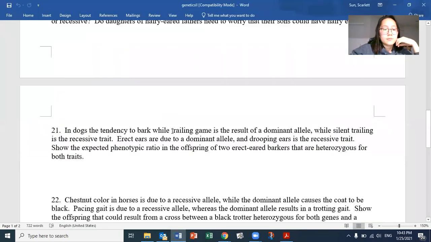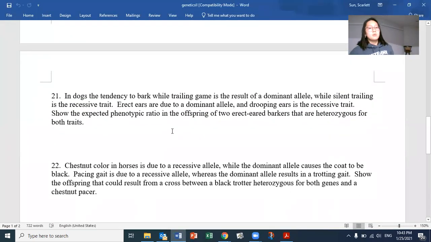Number 21. In dogs, the tendency to bark while trailing game is a result of a dominant allele, while silent trailing is the recessive trait. So trailing means like trailing prey, right? Erect ears are due to a dominant allele, and drooping ears is the recessive trait. Show the expected phenotypic ratio in the offspring of 2 erect-eared barkers that are heterozygous for both traits.